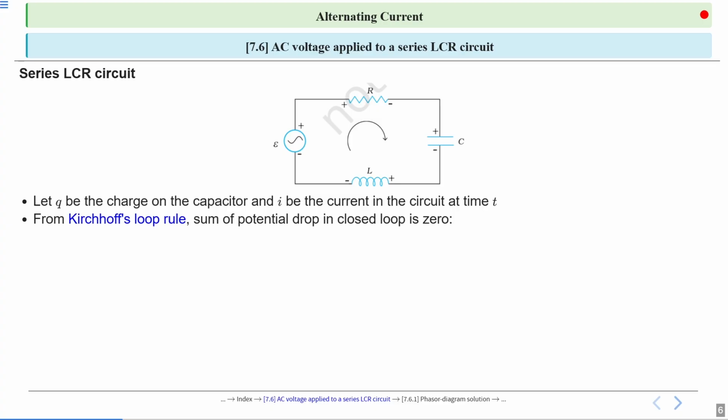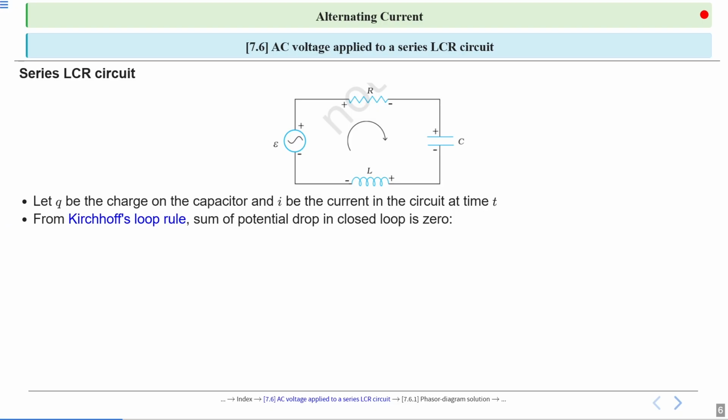So from Kirchhoff's loop rule, these steps are the same, only the expressions are different. Initially, we are going to apply the Kirchhoff loop rule in this closed path. Then we have to find the expression for current. Then we have to find the expression for IRMS current. Then we have to find the instantaneous power, average power, and then phase relation. Okay, the steps are the same for all types of circuits.